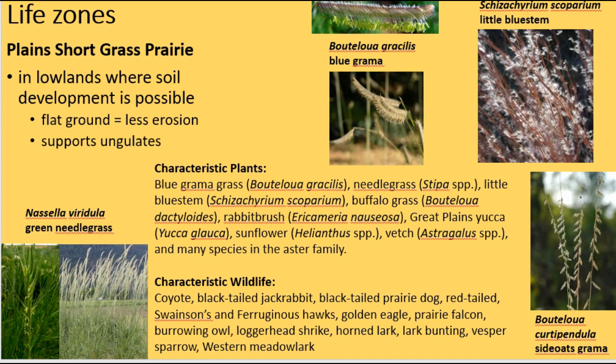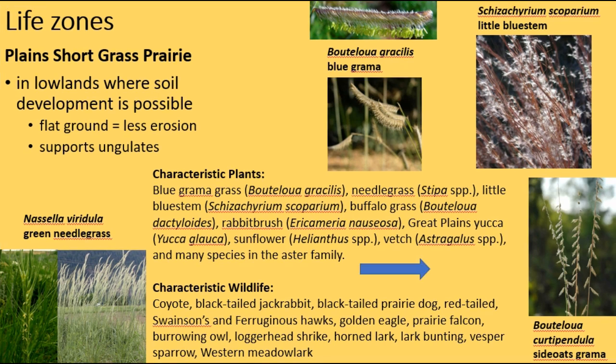There are three primary life zones in the garden. The first is the plains shortgrass prairie. This can be found in most of the low-lying areas in the park where soil development is more likely because the slope is less. When you have flat ground, you have less erosion, more soil development, and more likely greater vegetation on the ground surface. This supports ungulates. Mule deer are grazers, and they are mostly living in the central valley of the garden.